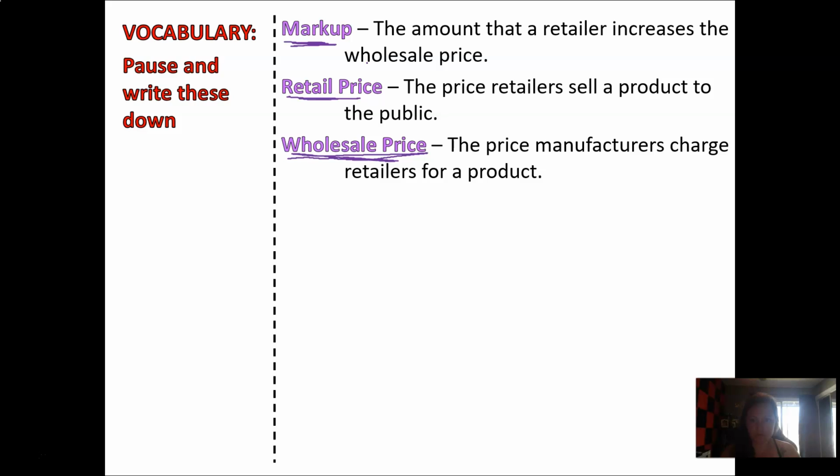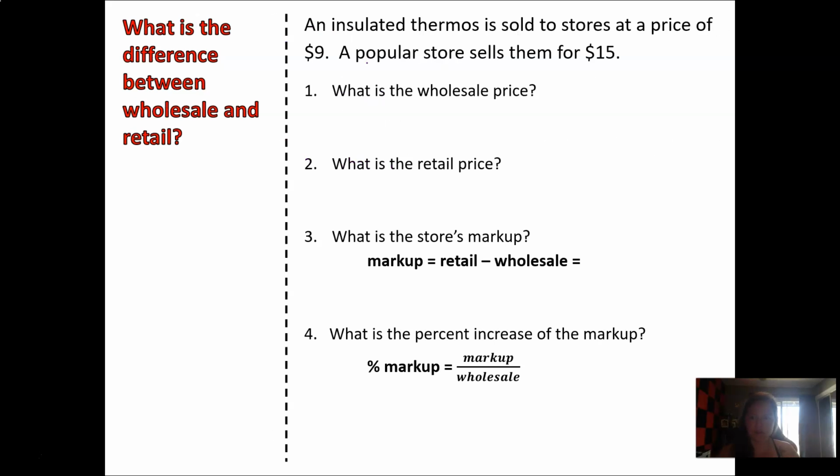So I'm going to move to the next slide. All right, so what's the difference between wholesale and retail? We're going to look here. This is our little problem, and we're going to answer each of these. It says an insulated thermos is sold to the stores at a price of $9, and then a popular store sells them for $15.